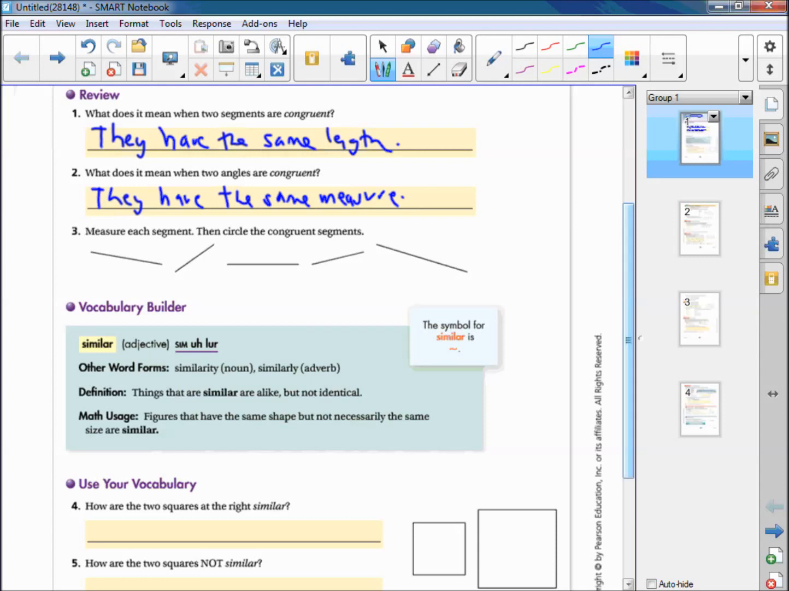All right, so measure each segment and then circle the congruent segments. So if you pull your ruler out and measure them, you should find that this one and this one are the same. The second and the third look pretty close, but the second and the fourth look pretty close too, but the second and third are the same.